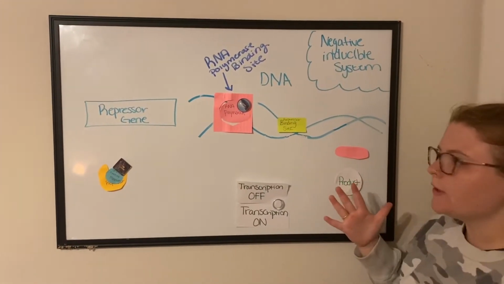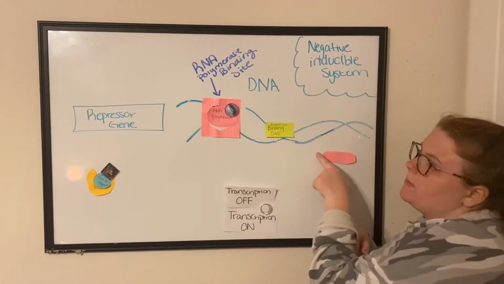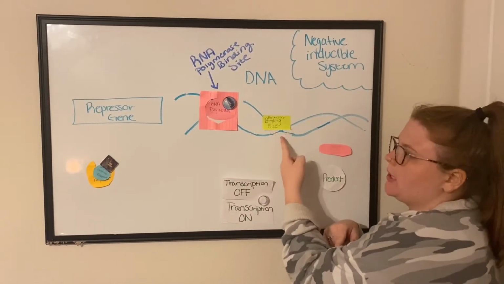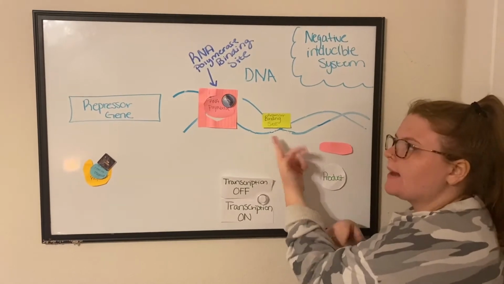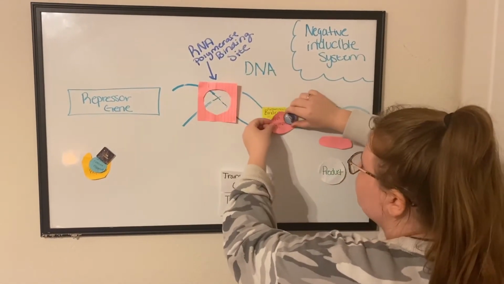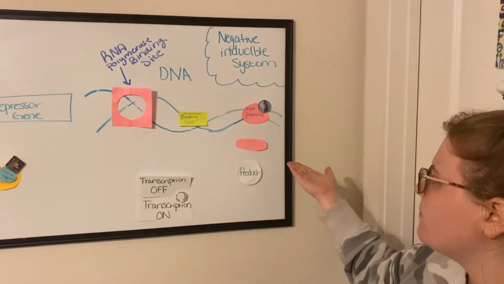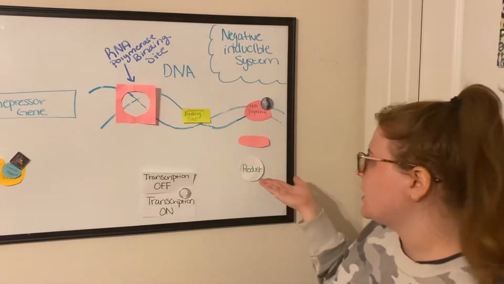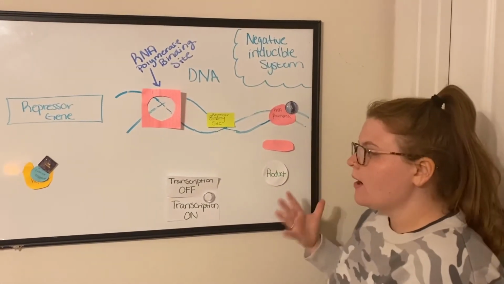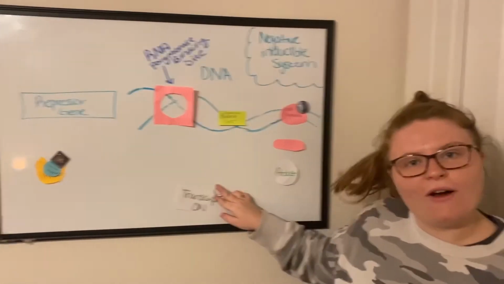Now, as I said in the first clip, the reason that the RNA polymerase could not transcribe the DNA was because the repressor was bound to the repressor binding site. So there's no repressor. Therefore, our RNA polymerase can travel downstream and transcribe the DNA into RNA, which will eventually lead to our translated product. Therefore, when a small effector molecule is present, transcription is turned on.